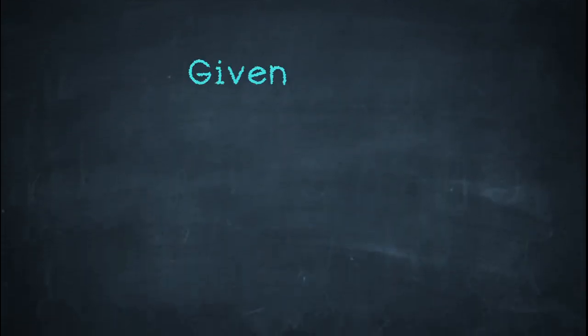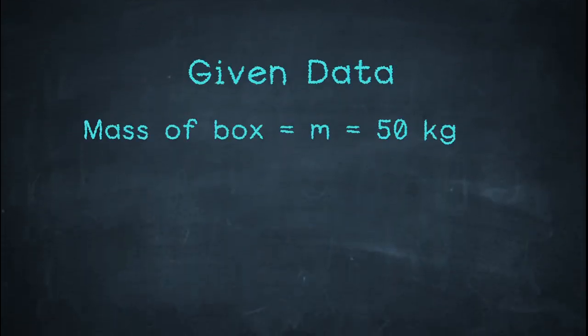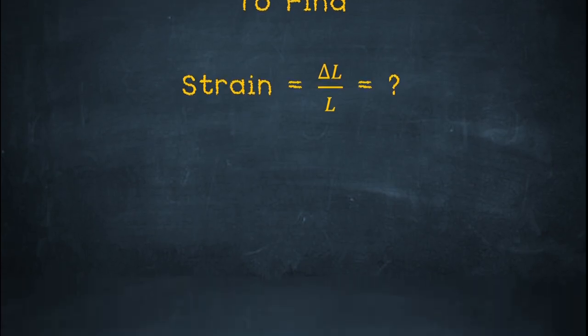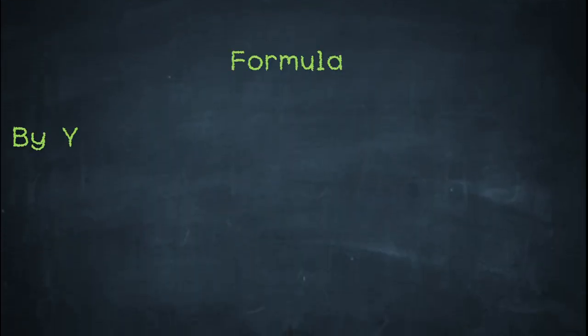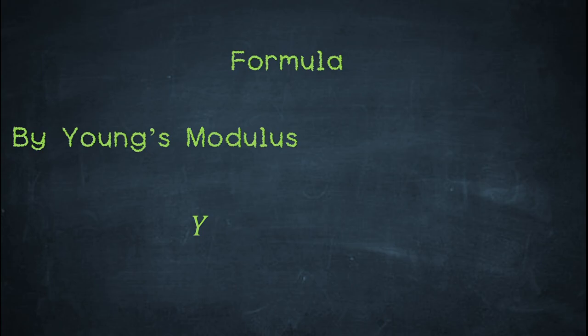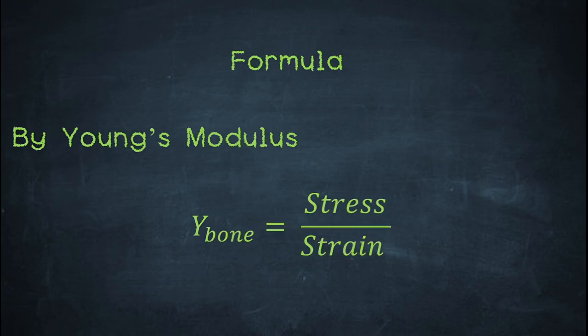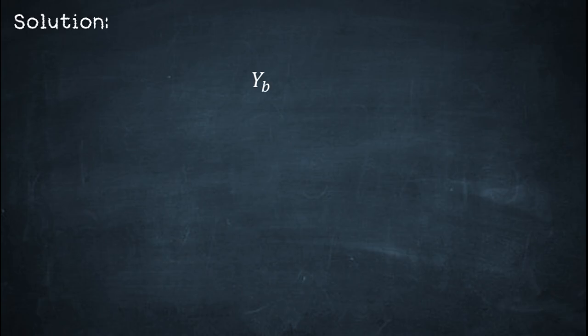So, according to the given data, the mass of the box is 50 kg and we have to find the strain. We know that strain is ΔL divided by L. The formula which we can use for this purpose is Young's modulus. We know that Y is equal to stress divided by strain. Here the stress is equal to force per unit area and strain is change in length divided by original length. We have to find the value of change in length divided by original length, which is called strain. So we will rearrange this formula accordingly.